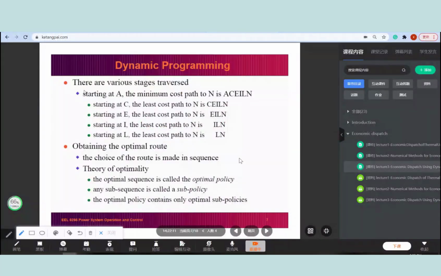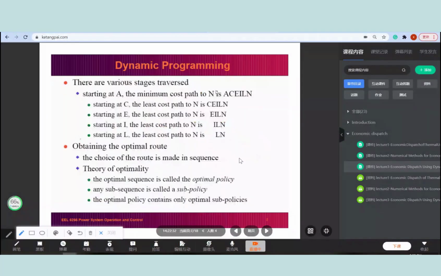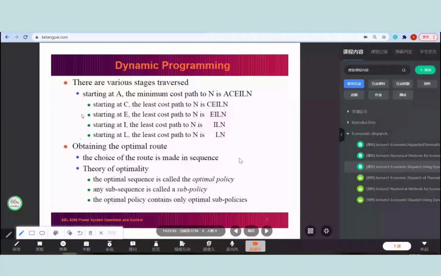So there are various stages traversed, which means there are many choices you can make to travel from A to N. Starting at A, the minimum cost path to N is ACELN. At this step, you don't have to know how to get this. I will show you how to get this. Assume that we have found the best solution by this method.